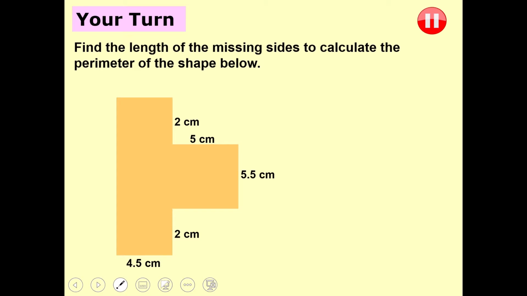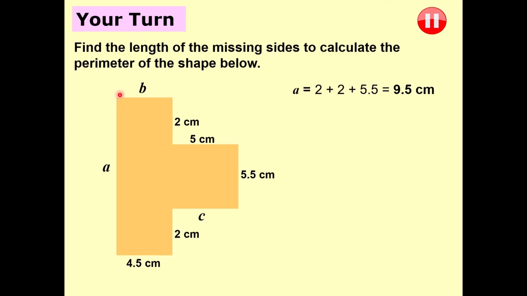Okay, let's go over the answers. So our missing sides are A, B and C. We need to work these out first before we calculate the perimeter. So A is from top to bottom. So what lengths have we got? We know from here to here is 2. Then we've got 5.5 up to this point, and then add on 2. So if we add them all together, we will get 9.5 centimeters.